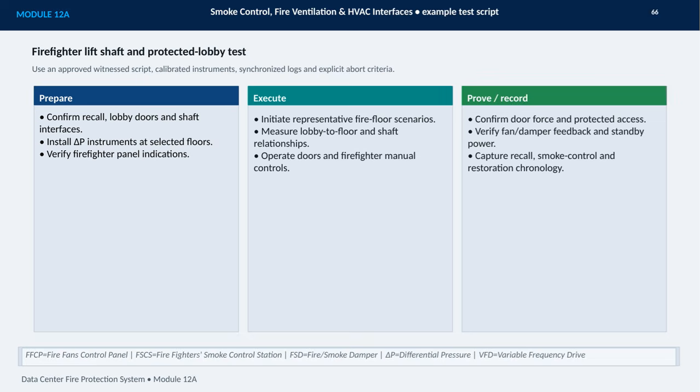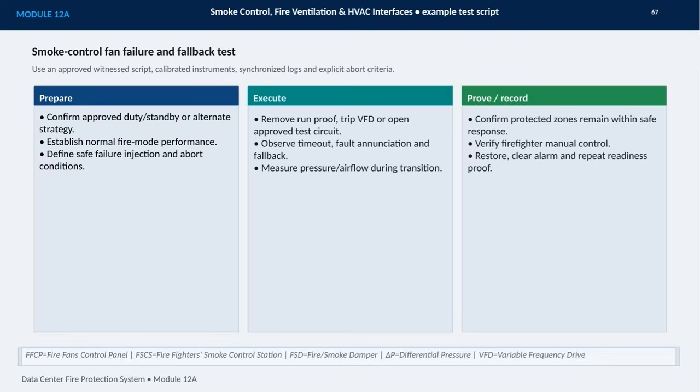The abbreviations at the bottom provide a common reference for the control panel, smoke control station, dampers, pressure measurements, and variable frequency drives. This slide presents a structured test for smoke control fan failure and the system's fallback response. The purpose is not simply to trigger a fault, but to prove that the fire mode strategy remains safe and controllable when a primary fan or drive becomes unavailable.